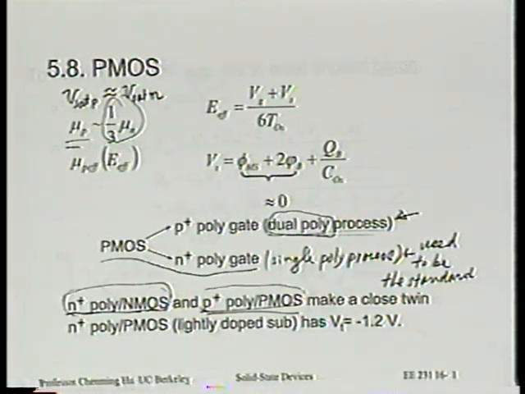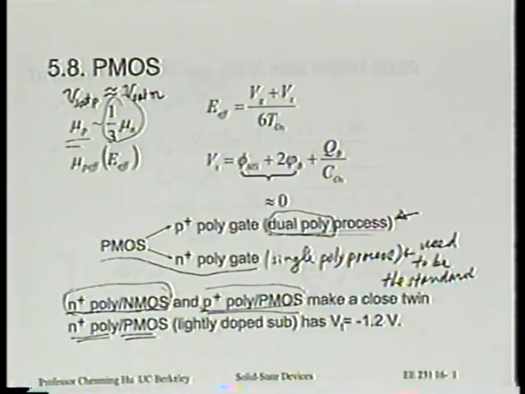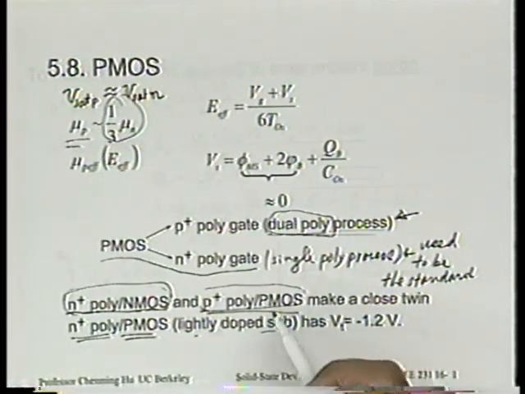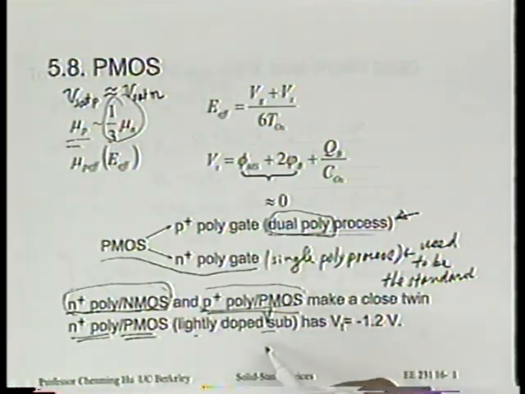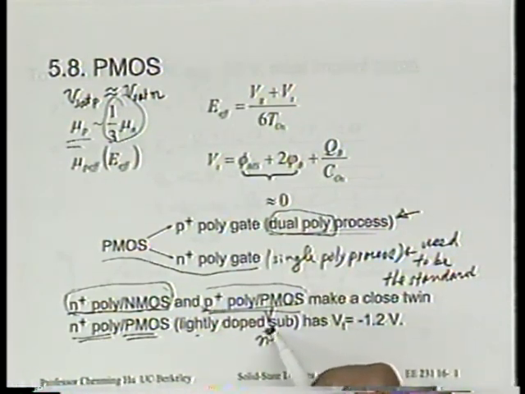On the other hand, if we talk about n plus poly PMOSFET, that's the 3rd kind of transistor. And if you don't do anything special, in other words, even using a lightly doped substrate, by the way, the standard doping for PMOS transistor has to be N-type substrate, of course, right? Even using lightly doped substrate, you already have a VT that's about minus 1.2 volt. It's too large a number. We don't want minus 1.2 volt. We usually want minus 0.4 volt, let's say.